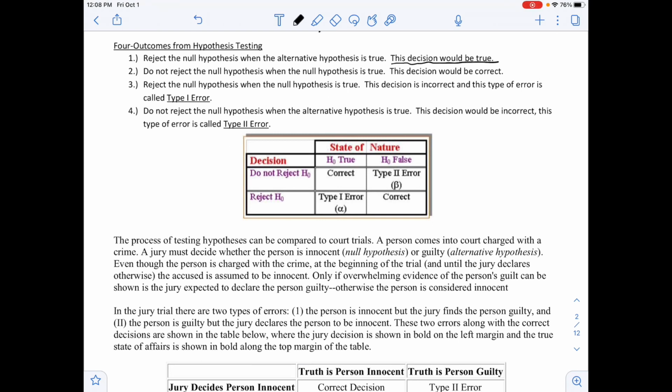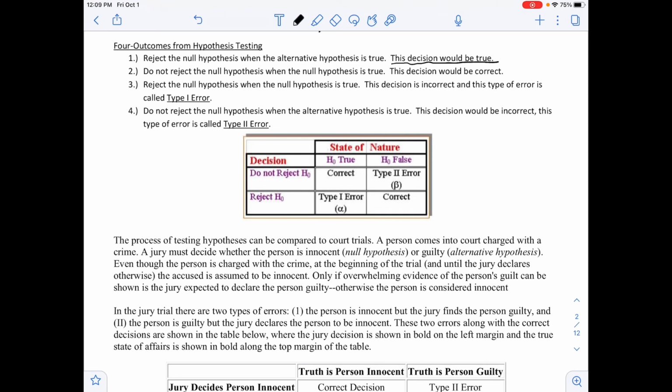Number 2 says do not reject the null hypothesis when the null hypothesis is true. And this decision would be correct. Number 3 says reject the null hypothesis when the null hypothesis is true. And this is a problem. So this decision is incorrect, and this is a type of error called a type 1 error.